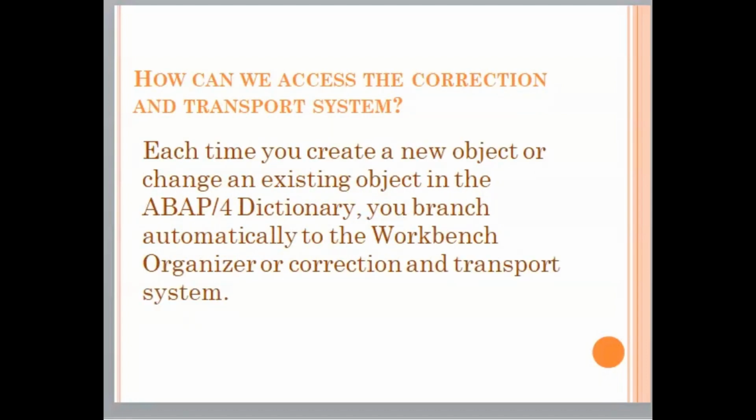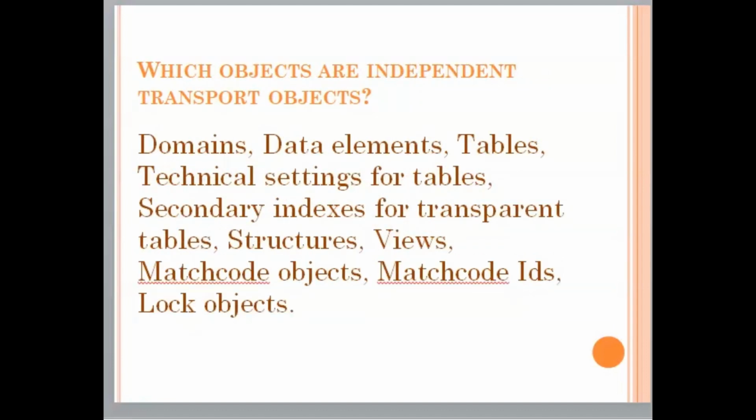How can we access the correction and transport system? Answer. Each time you create a new object or change an existing object in the ABAP Dictionary, you branch automatically to the workbench organizer or correction and transport system. Which objects are independent transport objects? Answer. Domains, data elements, tables, technical settings for tables, secondary indexes for transparent tables, structures, views, match code objects, match code IDs, lock objects.